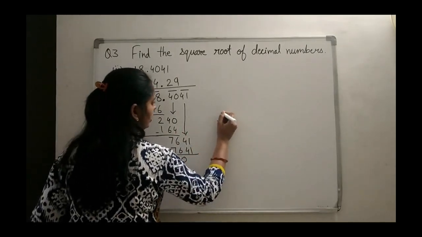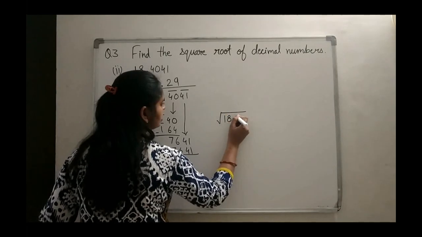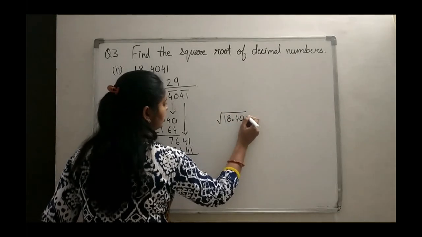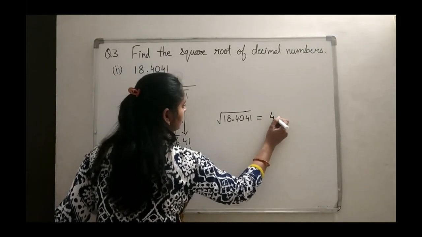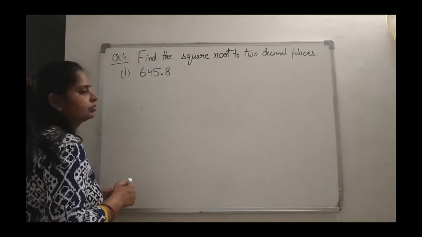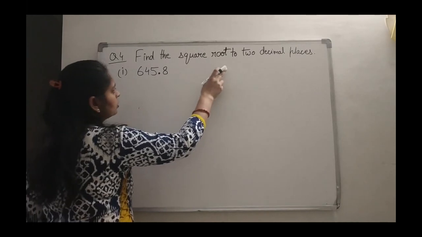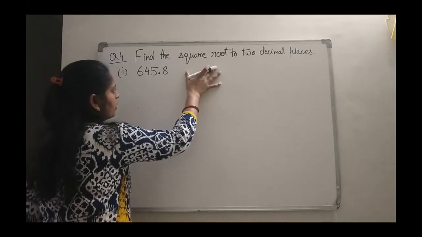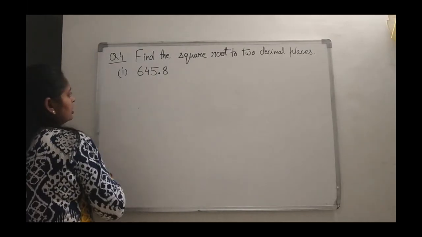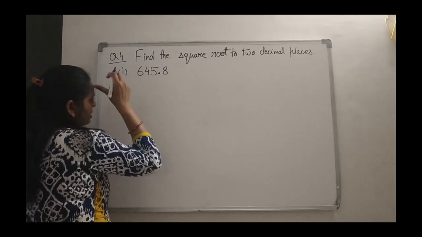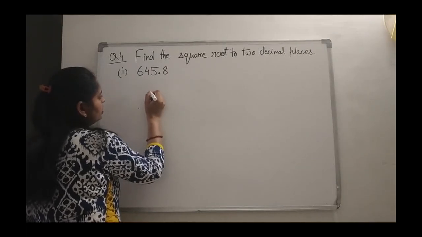Hence we got the square root of 18.4041 is equal to how much? 4.29. Yes, now see the fourth question. Find the square root to 2 decimal places. It means the square root should have at least 2 decimal places. But here you can see we are having only 1 decimal place, and we have to take care of the pairing also. So let's see how we will be able to do that.